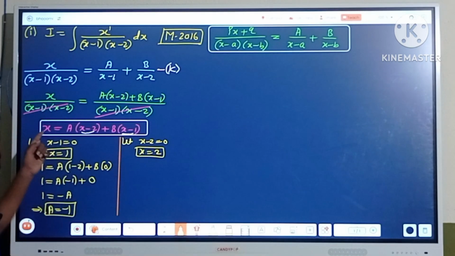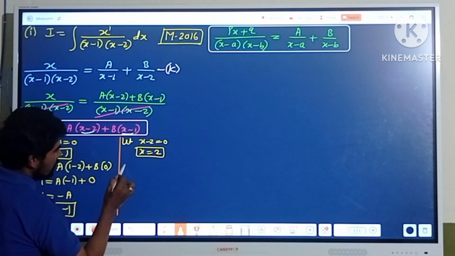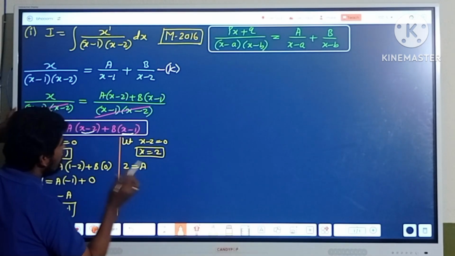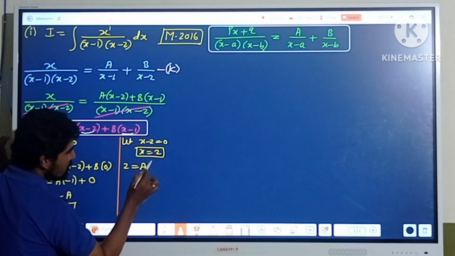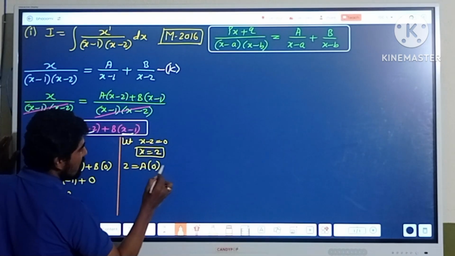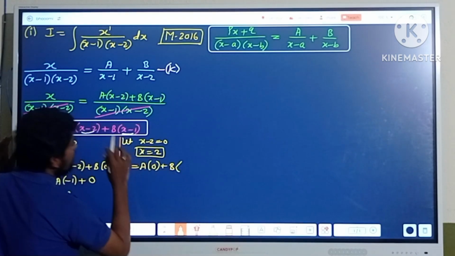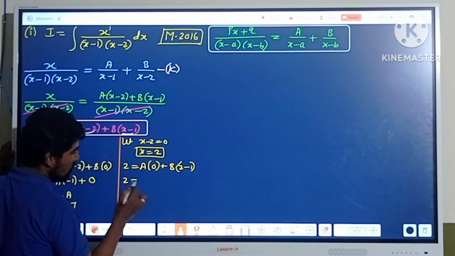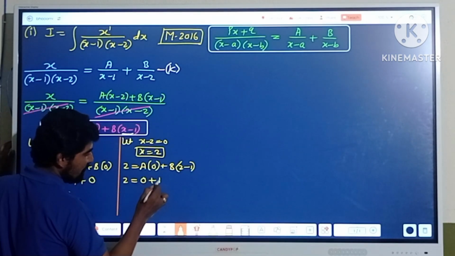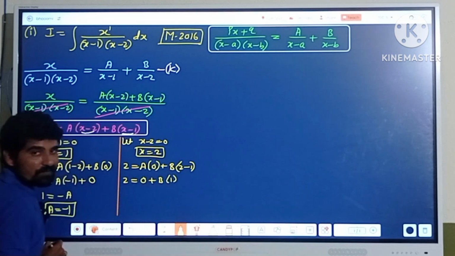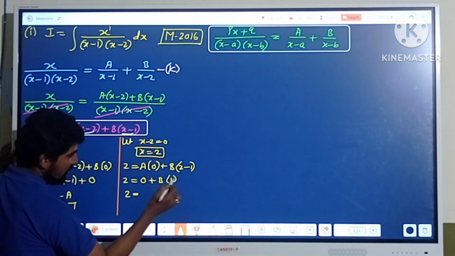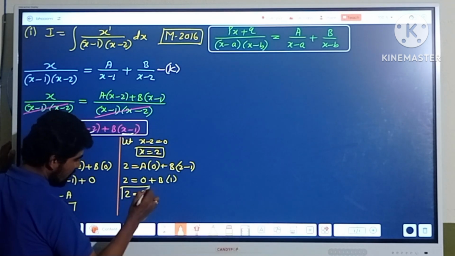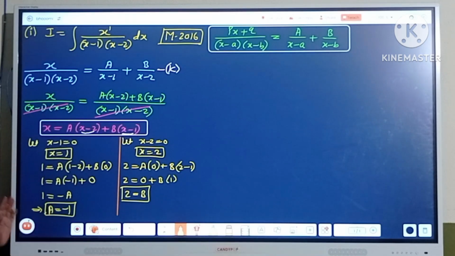Now by the above equation, left side x, therefore 2 equals a into, as I consider the value of x minus 2 is 0, so a into 0 plus b into x minus 1, meaning 2 minus 1. So now 2 equals a into 0, 0 plus b into 2 minus 1 is 1. Now 2 equals b into 1 is b. So finally we got the values of a and b.